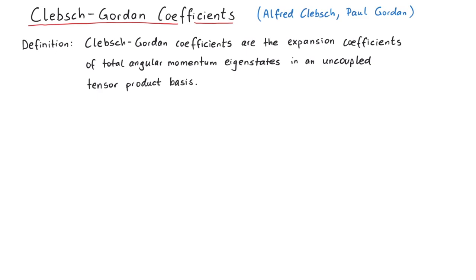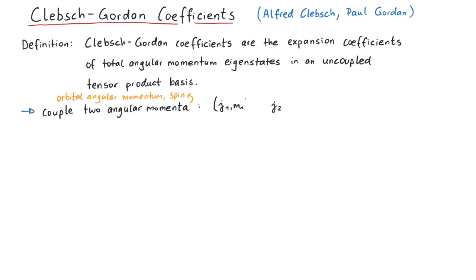Let's talk about the physics first before we dive into the mathematics. Clebsch-Gordan coefficients arise when we couple two angular momenta. That could be orbital angular momentum or a spin, for example. Since it works the same, we will use the letter J for this video. So we start with two angular momenta, J1 and J2, with respective magnetic quantum numbers M1 and M2. The physical process that's happening now is that J1 and J2 couple to the total angular momentum J with magnetic quantum number M. In order to describe this mathematically, we need Clebsch-Gordan coefficients.